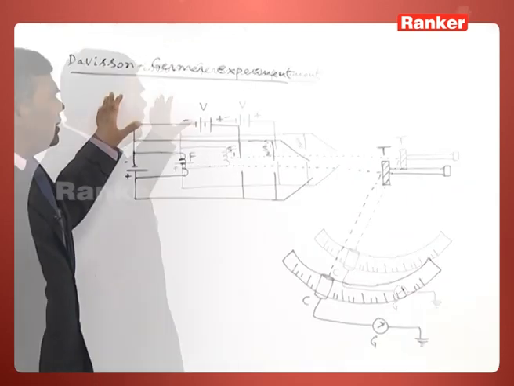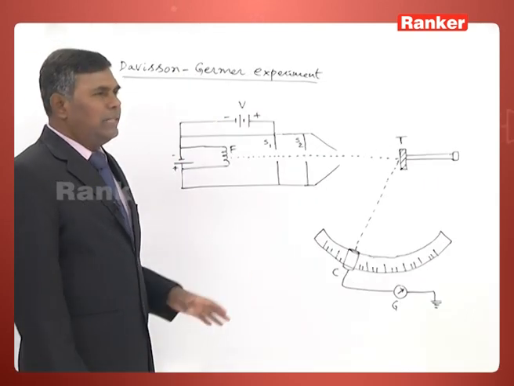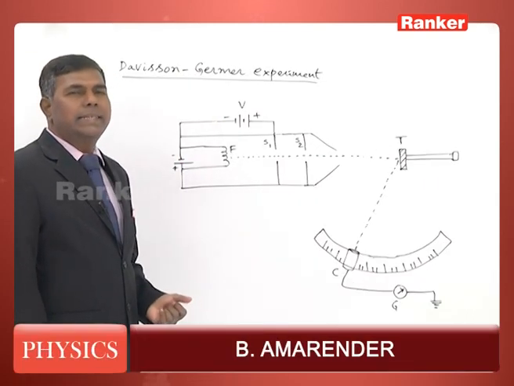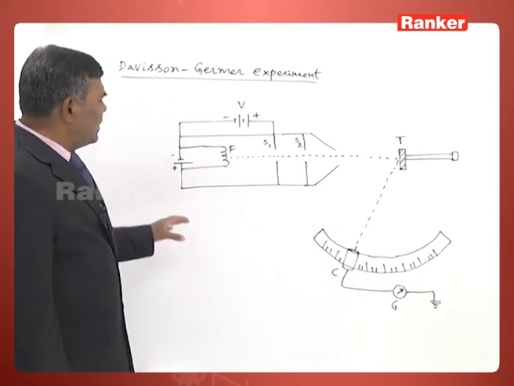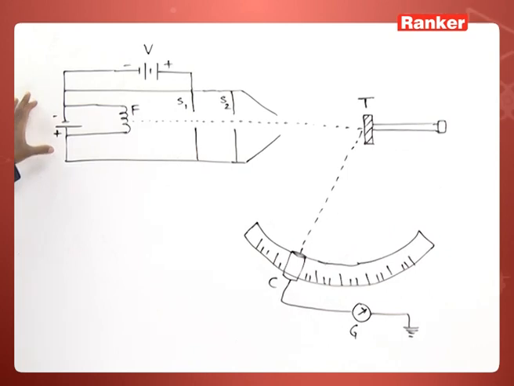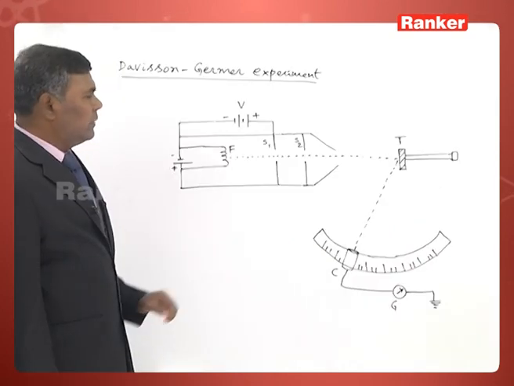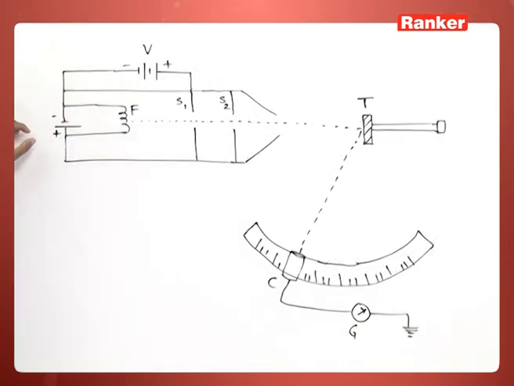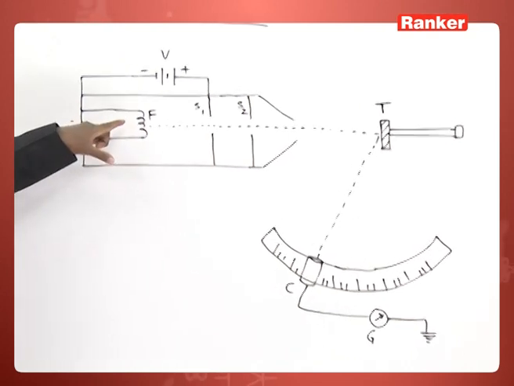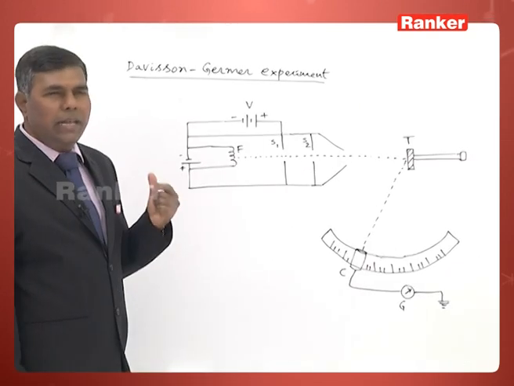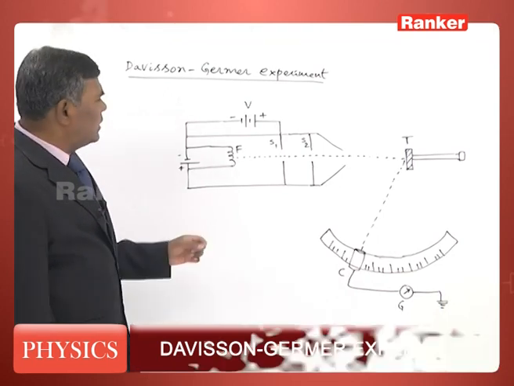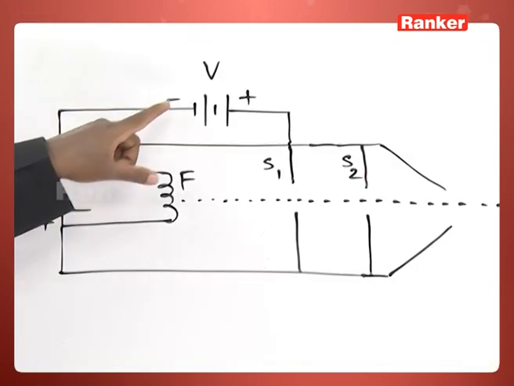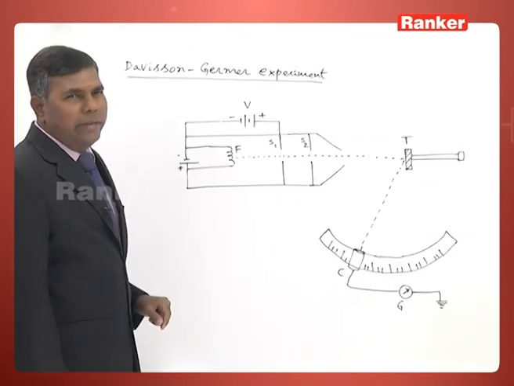Now, this is the Davisson-Germer experiment, which provides experimental evidence for the existence of matter waves. This experiment consists of an electron gun in which you have a filament. That filament can be heated using a battery. Once it is heated to a sufficiently high temperature, it emits electrons due to thermionic emission. These electrons can be accelerated to a particular potential using an applied potential difference.